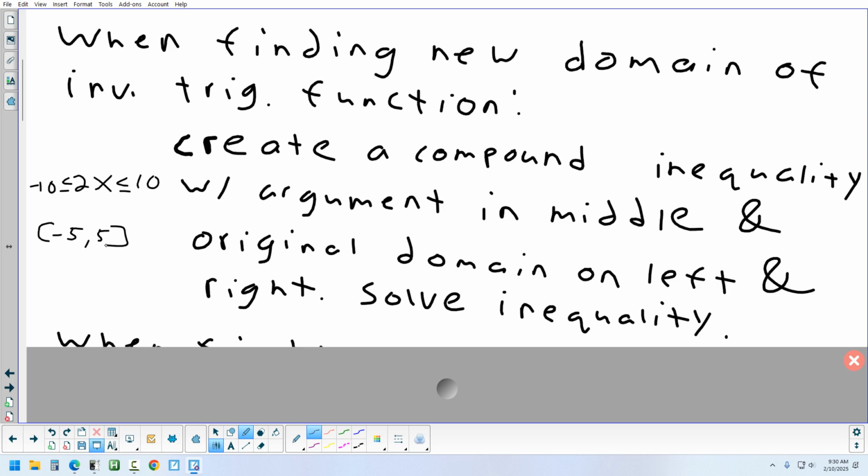Because a 2, that's a big number. Big numbers cause the graph to compress. If it went from negative 10 to 10, and you compressed it by 2, it would now only go from negative 5 to 5. So you can write your answer, depending on what they ask for, either as an inequality or as an interval. I think most of the time they're going to ask for an interval.